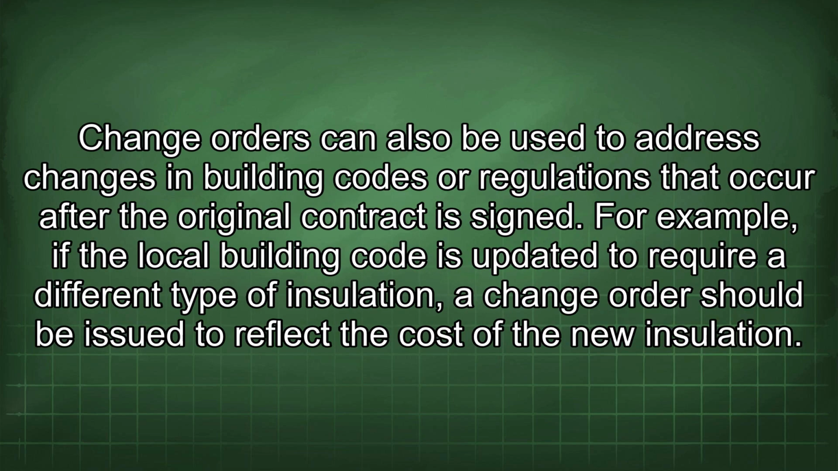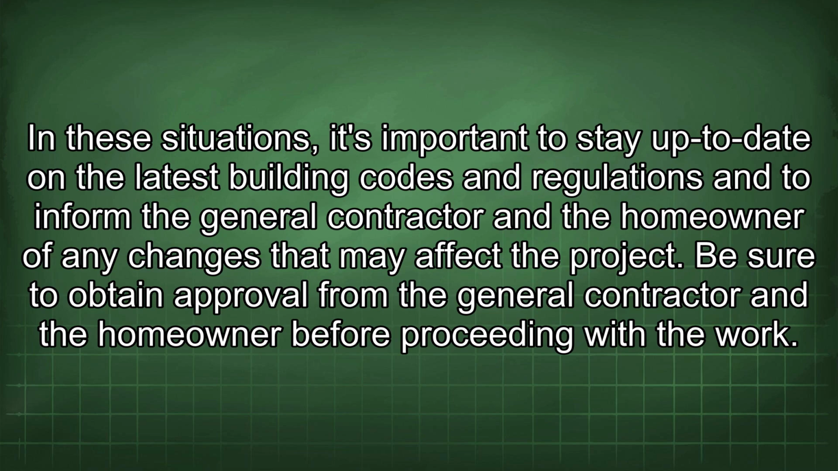Change orders can also be used to address changes in building codes or regulations that occur after the original contract is signed. For example, if the local building code is updated to require a different type of insulation, a change order should be issued to reflect the cost of the new insulation. In these situations, it's important to stay up to date on the latest building codes and regulations and to inform the general contractor and the homeowner of any changes that may affect the project. Be sure to obtain approval from the general contractor and the homeowner before proceeding with the work.